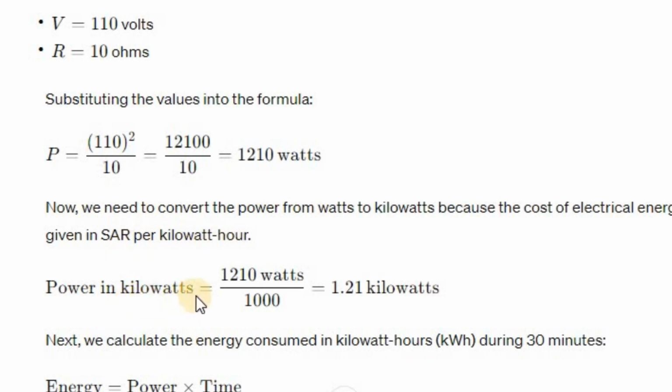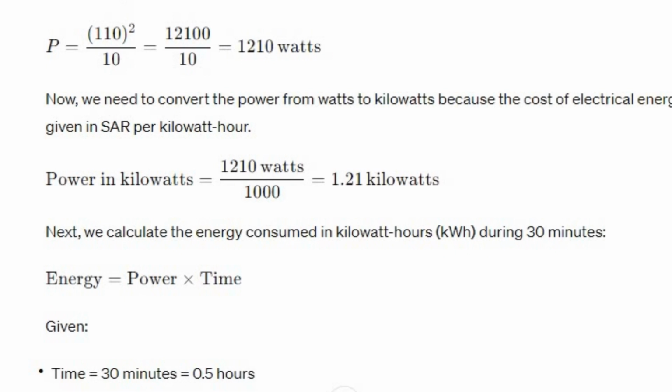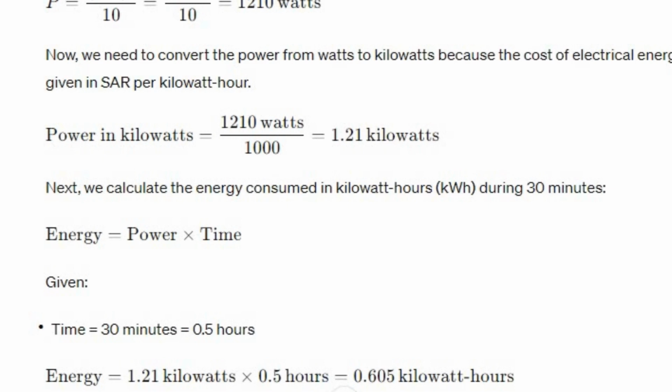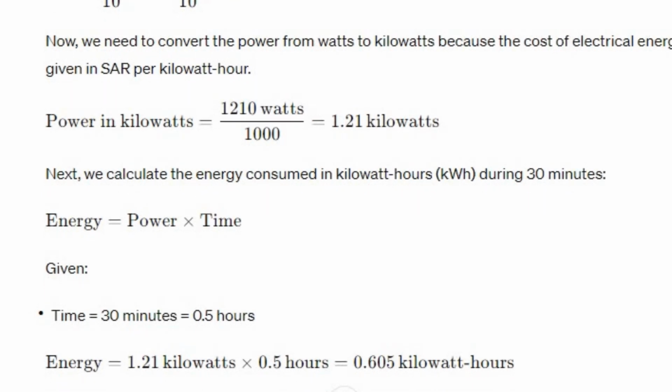Power in kilowatts equals 1210 watts over 1000, which equals 1.21 kilowatts. Next, we calculate the energy consumed in kilowatt hours during 30 minutes. Energy equals power multiplied by time. Given time equals 30 minutes, which equals 0.5 hour after dividing by 60. Energy equals 1.21 kilowatts multiplied by 0.5, which equals 0.605 kilowatt hours.